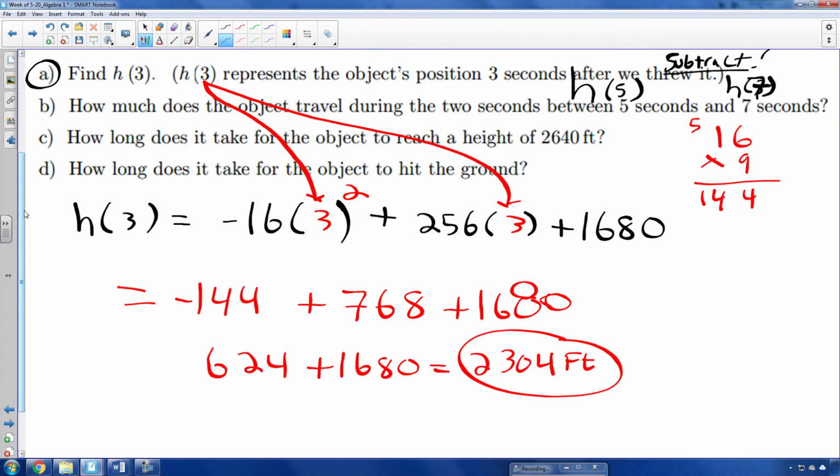So it's almost like you're taking the tape measure and measuring how far it was at 5 seconds. You're taking the tape measure and measuring how far it was at 7 seconds, and then you subtract them. So this is going to be a now you try, because it's the same thing that we just did in part A. So now you try part B. So you can pause the video and give that problem a shot right now.